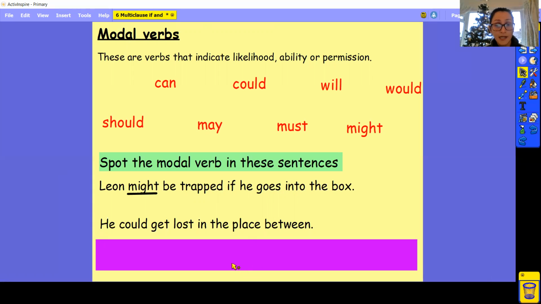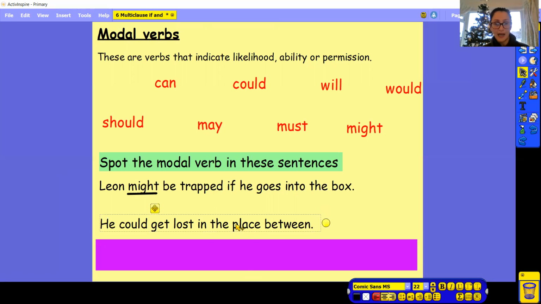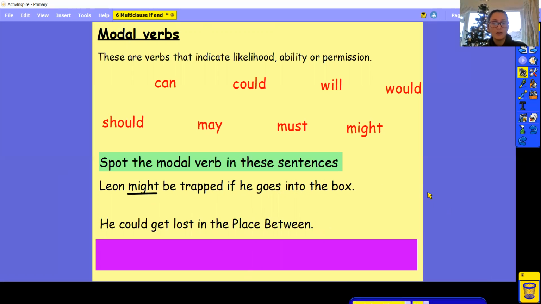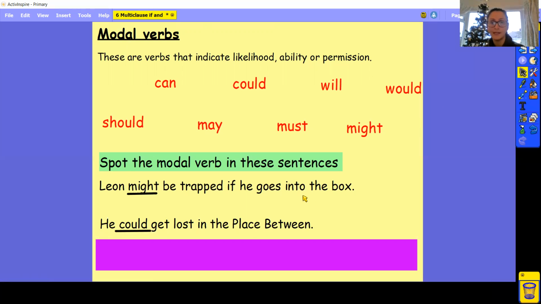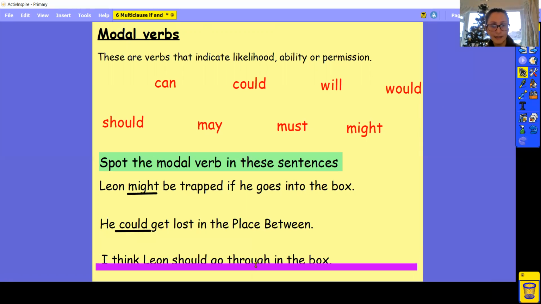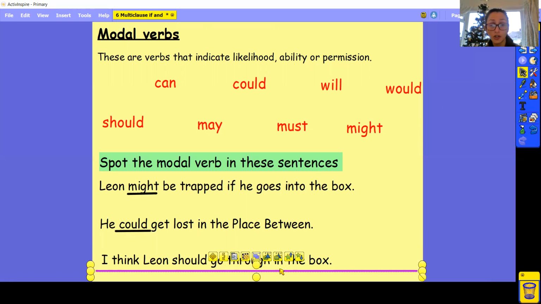He could get lost in the place between. I'm going to capitalize the place between, because the place between is the name of the place in a book. So he could get lost in the place between. Which one shows you the possibility of something that might happen? Well done if you said the word could, because remember, he could, okay? It's a possibility.